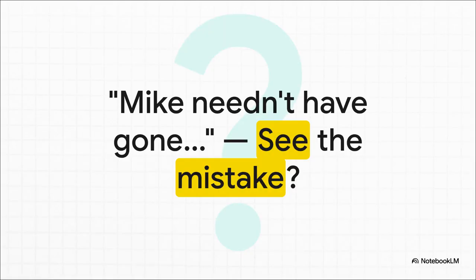Okay, let's just jump right in with a little puzzle. Take a look at this sentence on your screen. Mike needn't have gone to work yesterday, so he stayed at home. Something about that just doesn't feel right, does it? Can you see the mistake? Hey, no worries if it's not jumping out at you. I promise, by the time we're done here, you'll know exactly what's wrong with it and, more importantly, how to get it right every time.